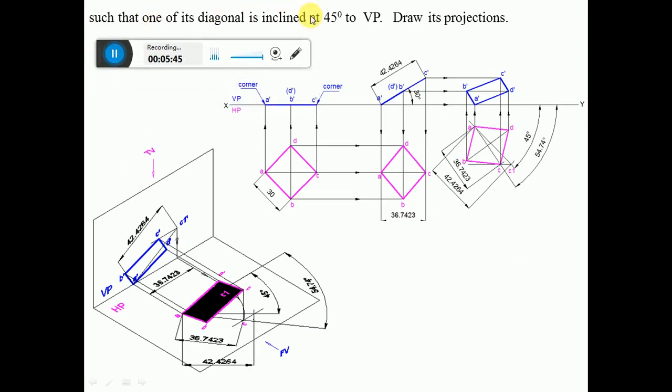Such that one of the diagonals is also inclined to VP at 45 degrees. So this is the condition. Once the diagonal is inclined to HP, we are getting the apparent length. Here the inclination given is the true inclination. But in the second position top view, we have the diagonal which is an apparent length. But actually the inclination he has given is a true inclination.